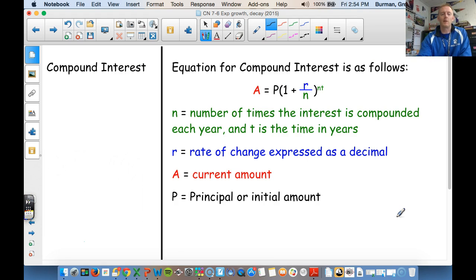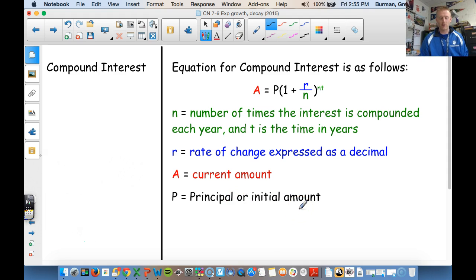This is compound interest. The compound interest formula says that A, which is the current amount of money, is equal to P times (1 plus the rate divided by N), where N is the number of times it's compounded in a year, and then raised to the N times T. T is the time in years again. P was the principal or the initial amount.